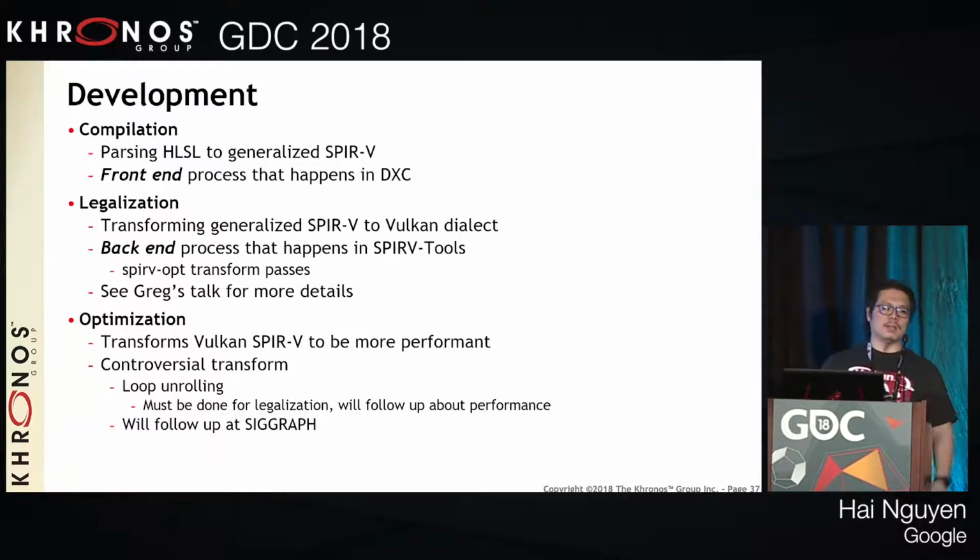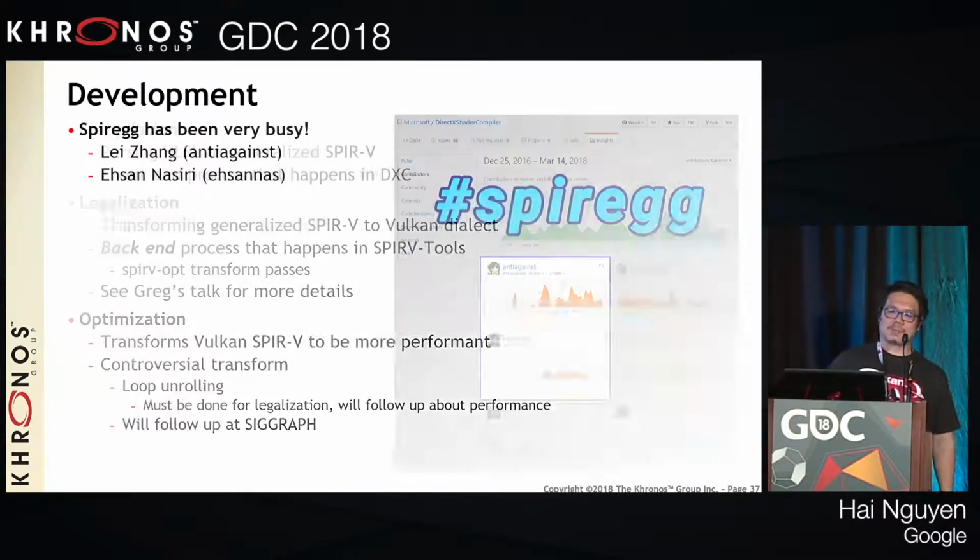And Greg's talk went into a lot of detail about this, so I'll skip over that. And lastly, optimization is also a back-end process. It transforms the Vulkan SpearV to be more performant. And as Matthias alluded to, there are some controversial transforms like loop unrolling. We've been having this debate between ISVs and IHVs about if this is productive or not. So we're going to settle the score once and for all at SIGGRAPH 2018. So come there to see some benchmarks.